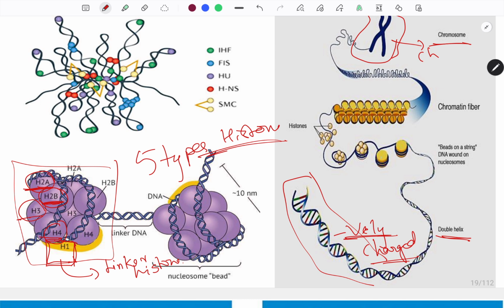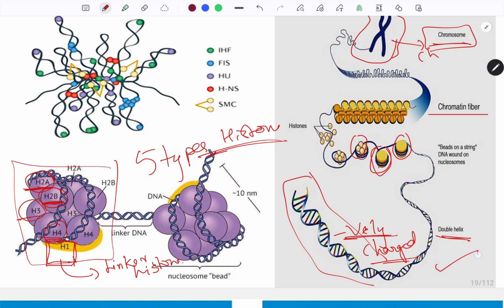See, this is one octamer, this is one octamer, this is one octamer. Around the octamer our DNA will coil. Then it will further coil together and form a chromatin fiber. These chromatin fibers coil further and form a condensed form of DNA, that is a chromosome. This is how it is present in eukaryotes.